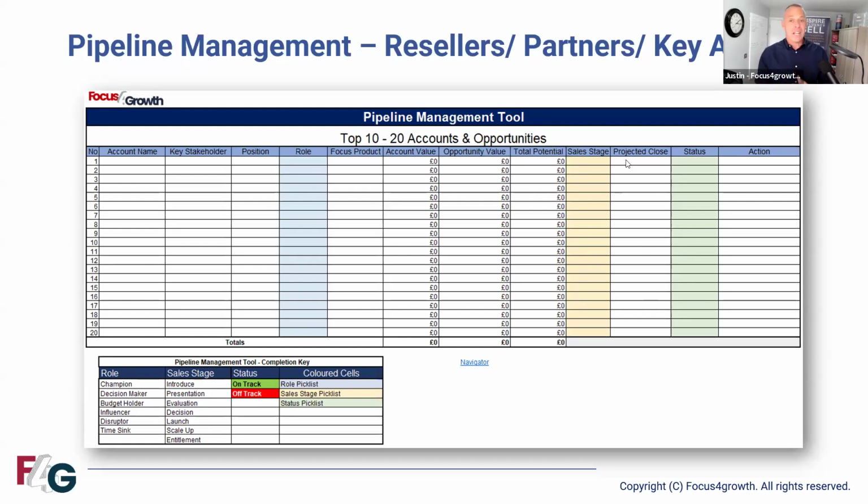And then finally, we've got projected close. When do we think we're going to close the opportunity, to a point where you're satisfied that you have progressed it far enough? Then we've got status, and that is simply on track or off track. There's no in between. And then finally, we've got the action. What's the next key action for that opportunity within your pipeline?